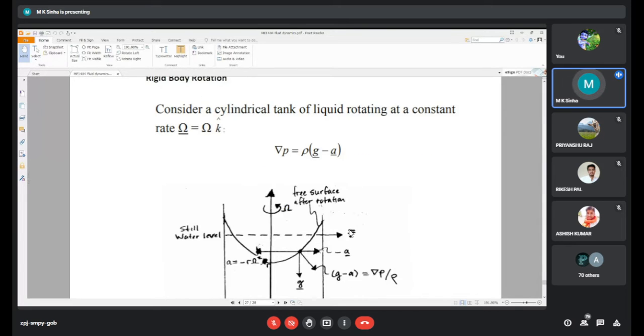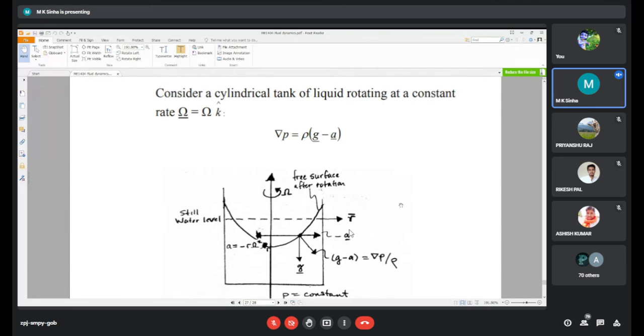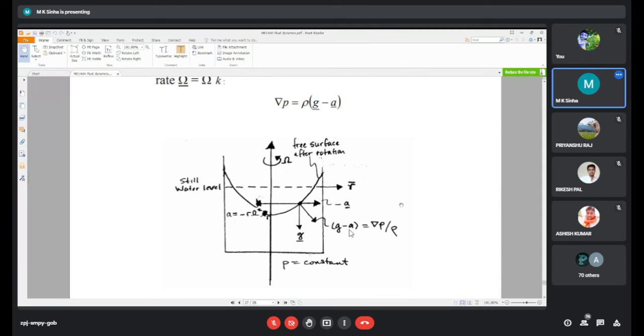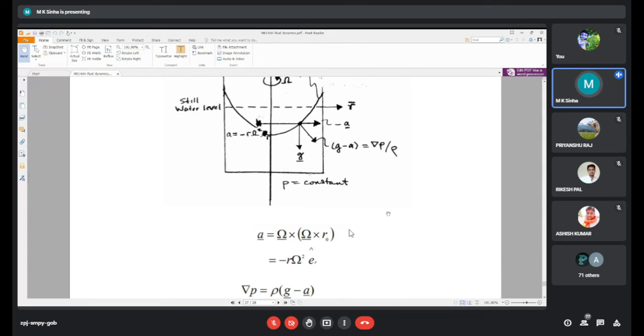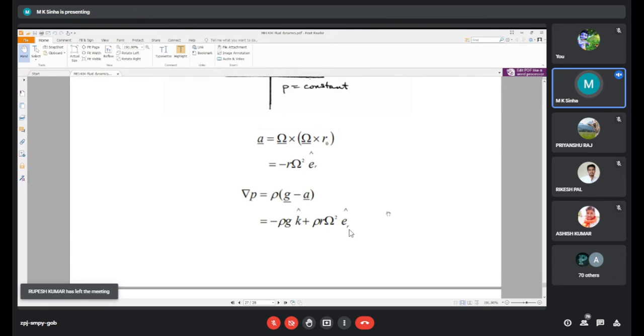Then rigid body in rotation. So del P equals the same equation, rho times (G minus A), and as we rotate with omega, the profile of the fluid after the rotation becomes parabolic, and the different forces acting on the fluid element are shown. The water level, shown by the dotted line, after rotation becomes the solid curve, which is parabolic in form. The acceleration from rotation is omega cross omega cross r, and the pressure gradient follows from the momentum equations.